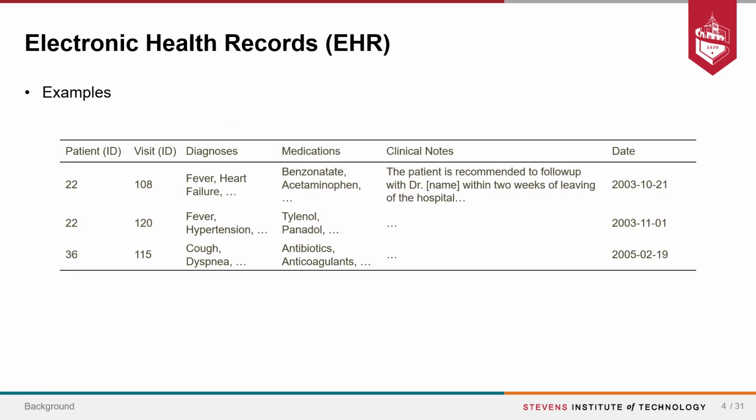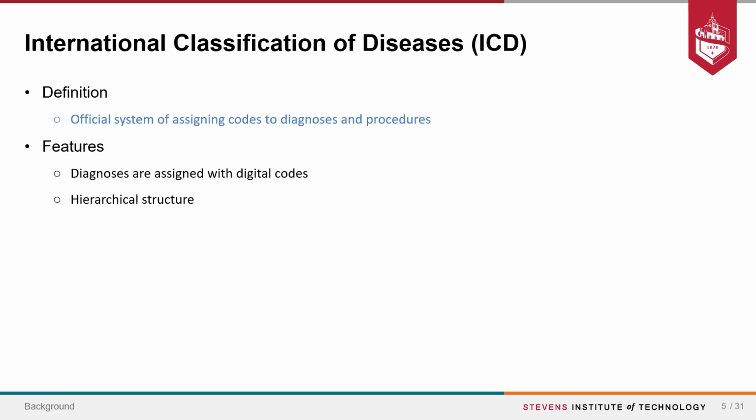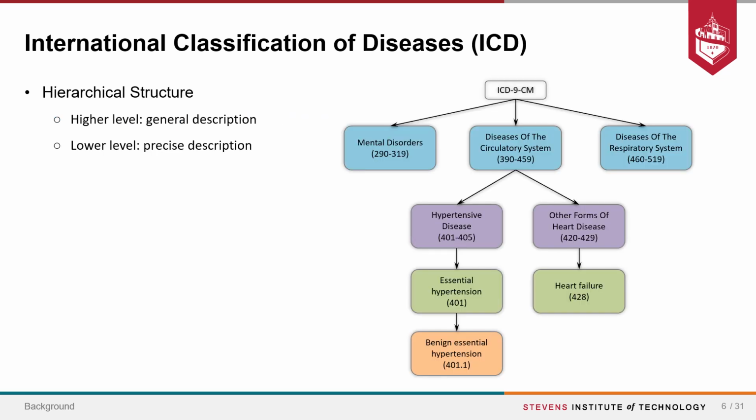Patients and visits are encoded into IDs, and patients can have multiple visits to hospitals. To better classify diseases, the ICD system is designed by the World Health Organization. In the ICD system, diagnoses and procedures are assigned digital codes. They normally form a hierarchical structure. This figure shows an example of this hierarchical structure.